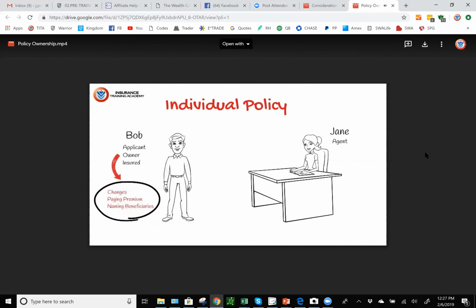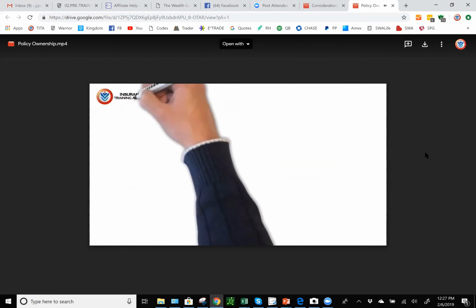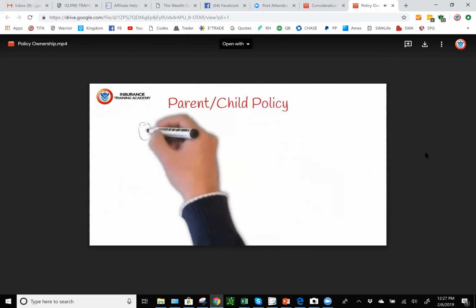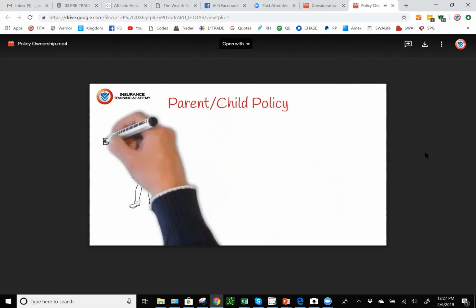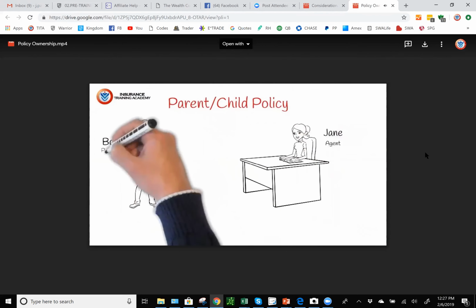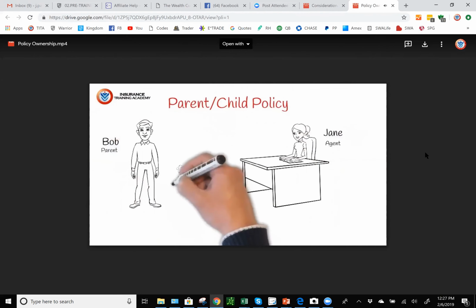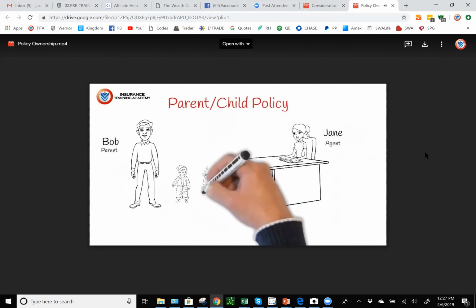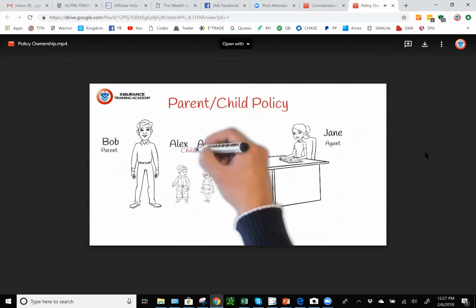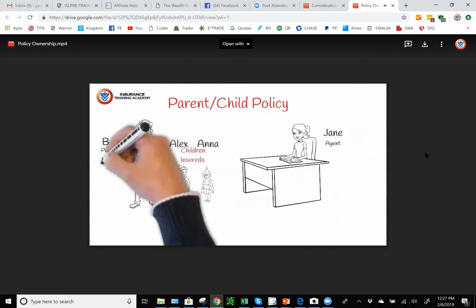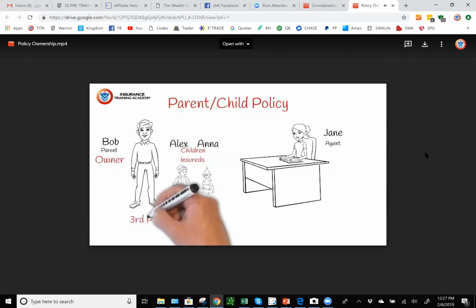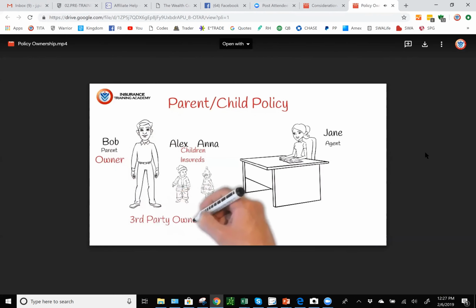Now, let's look at another example where Bob wants to buy a policy on his kids. In this one, Bob is the parent and Jane is the agent. Bob, as the parent, wants to purchase a policy on his kids. He has two kids, Alex and Anna. Now, in this example, Alex and Anna, the children, will be the insureds under the policy. However, Bob, the parent, will be the owner. This is an example of third-party ownership when they are different people.